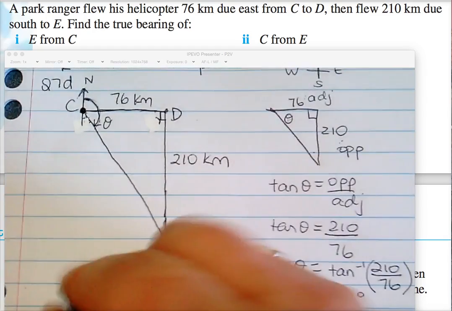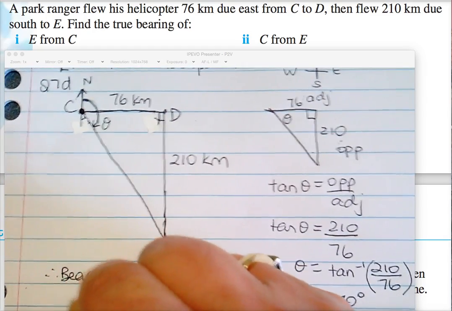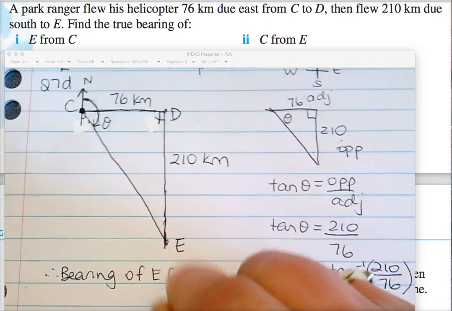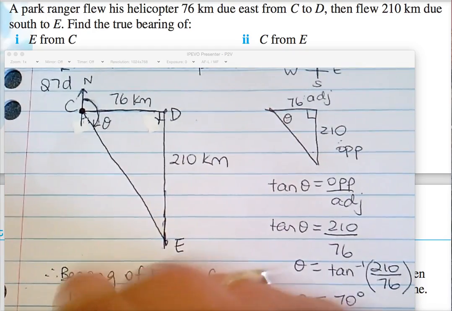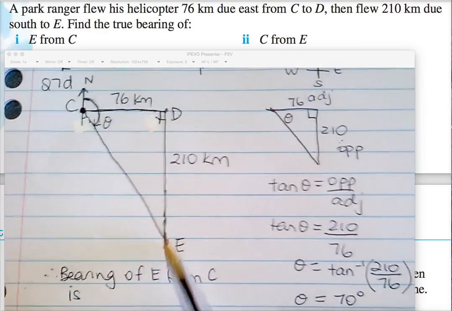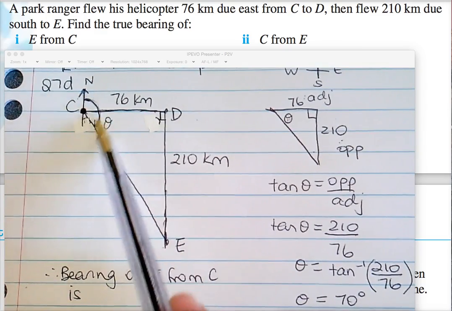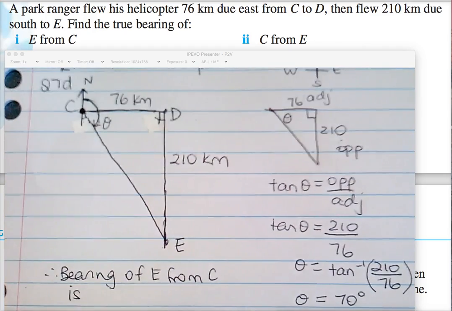So therefore the bearing, so part 1, the bearing of E from C is, what's the direction of E from C? Start from C, put a north sign, go clockwise till you find E. How do I do it?